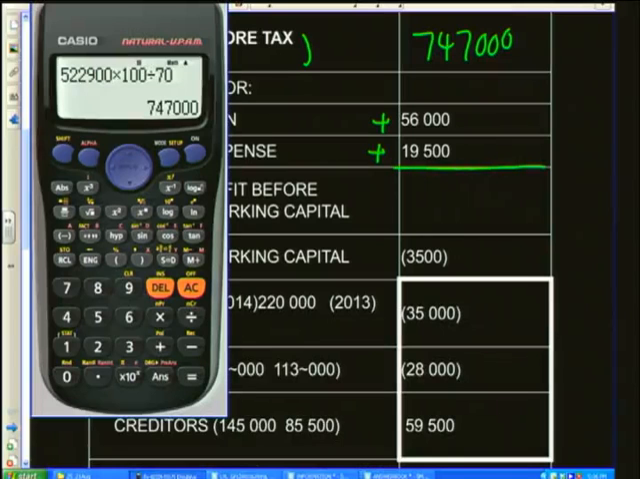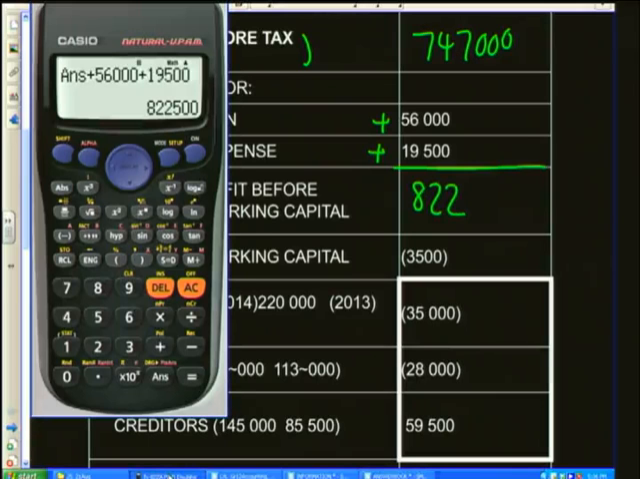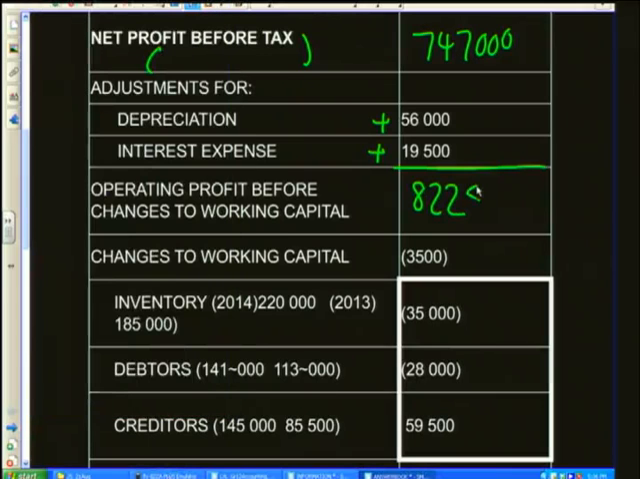Okay, back to my calculator. Net profit before tax, I am adding back my 56,000 as well as 19,500, and that gives me net profit of 822,500.